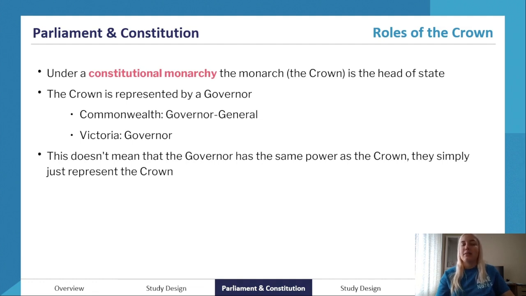So, meaning that this prevents any sort of corruption, as Parliament cannot do as they please. They are actually constrained by anything that's outlined in the Constitution, and they cannot change any of those principles.